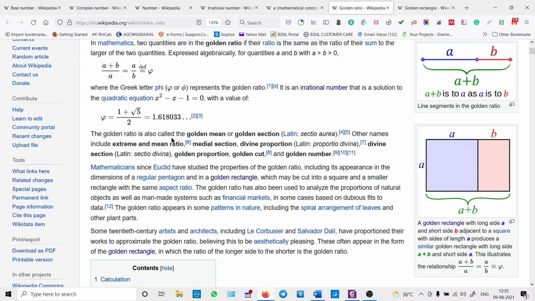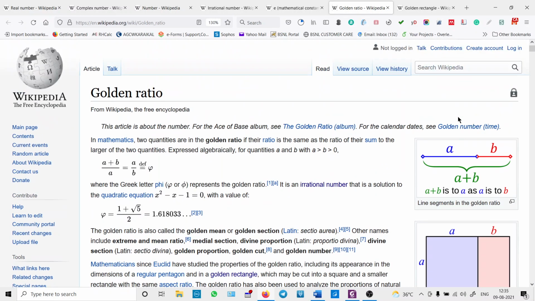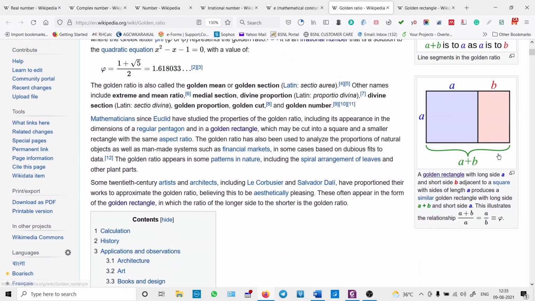The golden ratio is also called the golden mean or golden section, and there are many other names. You can see here a golden rectangle. Suppose you take one golden rectangle, this red one, with long side A and short side B, which is adjacent to a square whose sides are of length A. It produces a similar golden rectangle with long side A plus B and short side A. See, they take one golden rectangle.